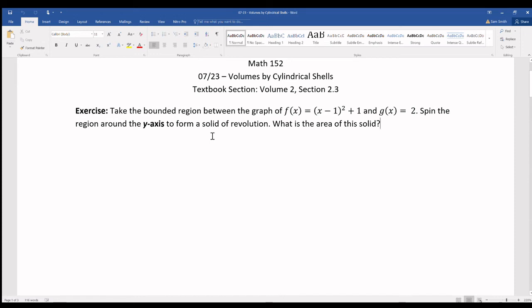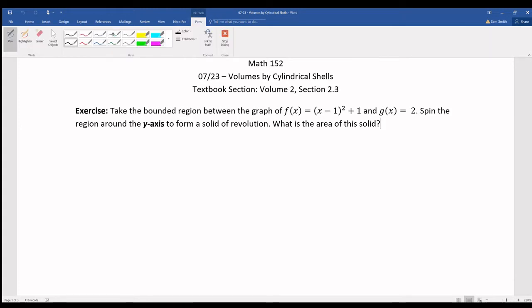So imagine the following problem. We've got the bounded region between the graph of f of x equals (x minus 1) squared plus 1 and g of x equals 2, and you already know what's going to happen. I'm going to come in and draw a graph of this region once again.